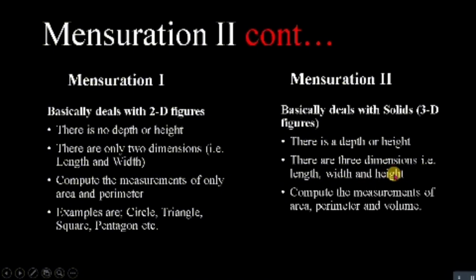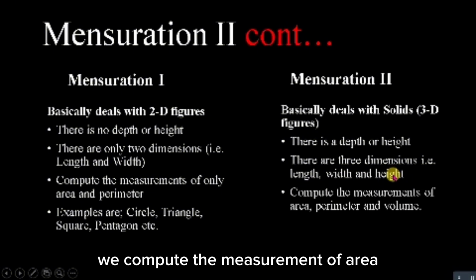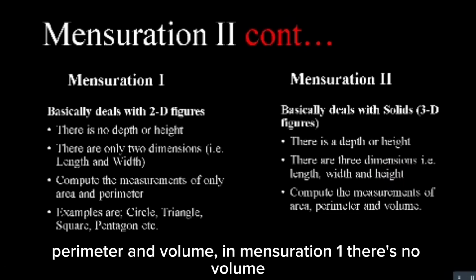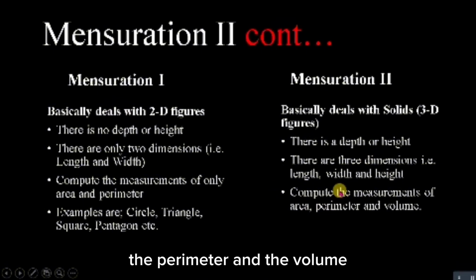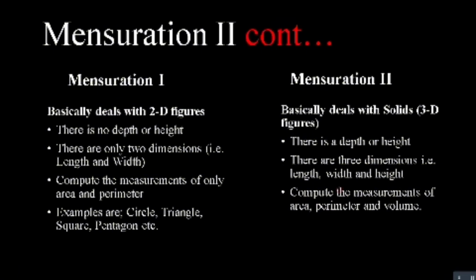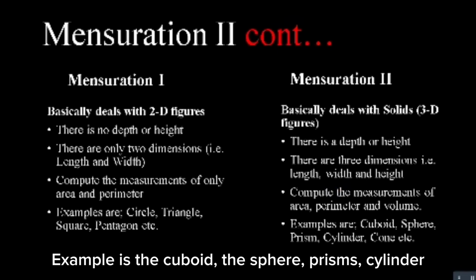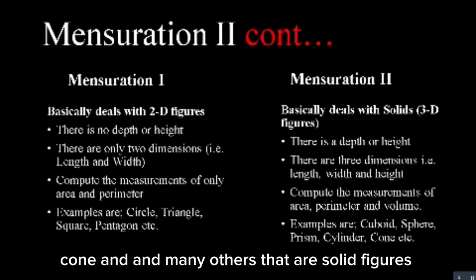Okay. We compute the measurement of area, perimeter, and volume. In mensuration 1, there is no volume, but in mensuration 2, we have the area, the perimeter, and then the volume. Examples are the cuboid, sphere, prism, cylinder, cone, and many others that are solid figures.